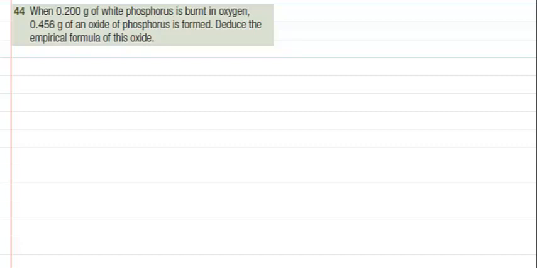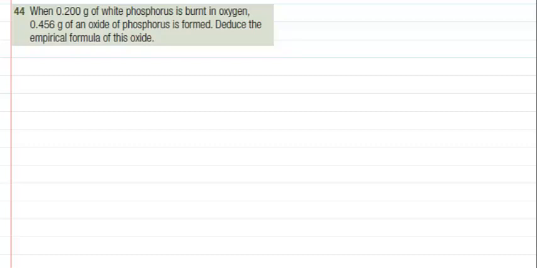Hi, so this is an example of an empirical formula question. This is from the textbook, question 44. I think it's in the chapter review. The question: when 0.2 grams of white phosphorus is burnt in oxygen, 0.456 grams of an oxide of phosphorus is formed. Deduce the empirical formula of this oxide.